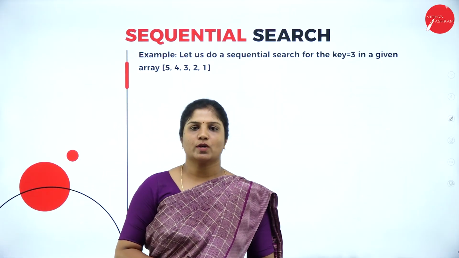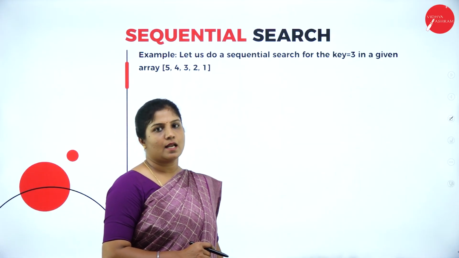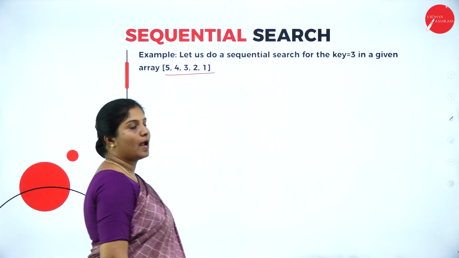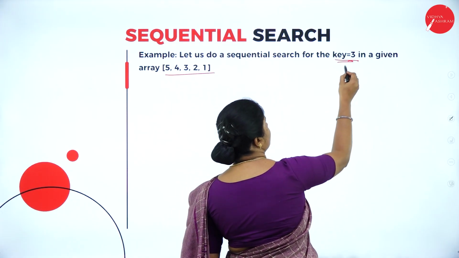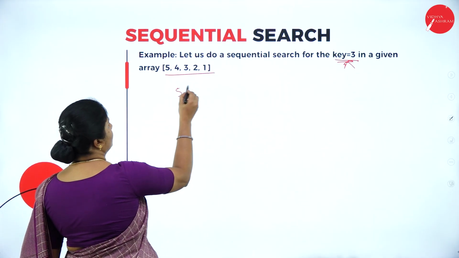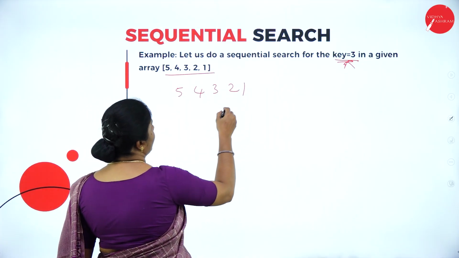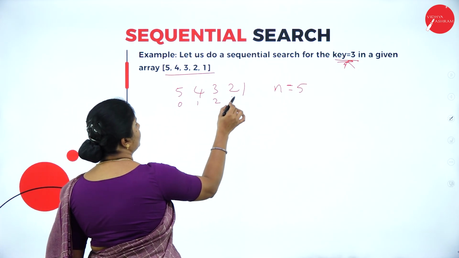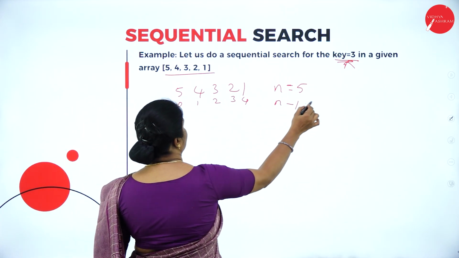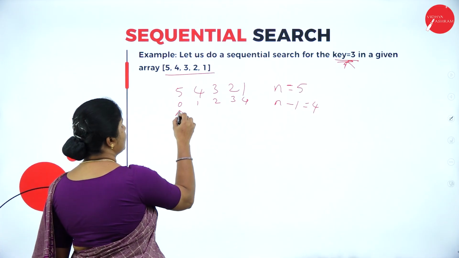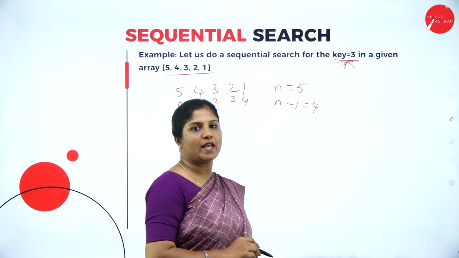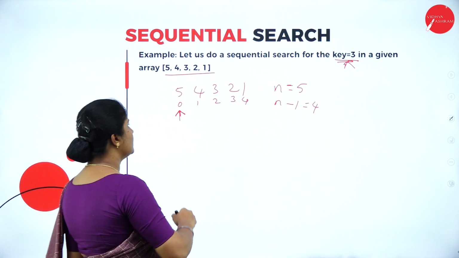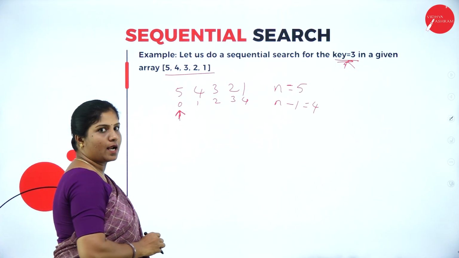Next, we will move on to a simple example. Let us see how the sequential search algorithm works. Here I have an example array 5, 4, 3, 2, 1 and my key is 3. I need to search for the key element 3. So n is equal to 5, and the indices are 0, 1, 2, 3, 4, that is n minus 1, which is 4. As in the algorithm, initially i is equal to 0, so from index 0 we start searching.